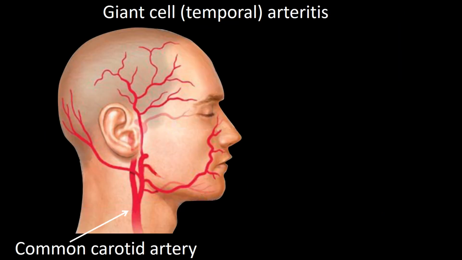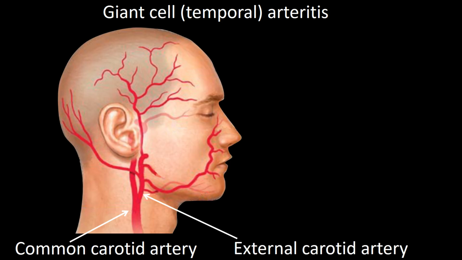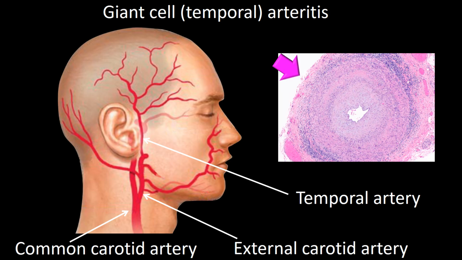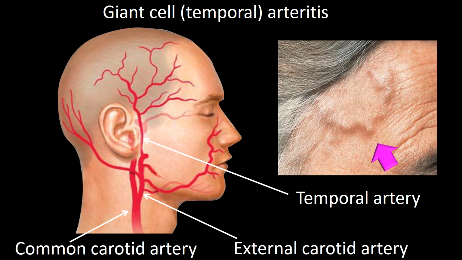In this frame, you can see the common carotid artery and the external carotid artery. Arising from the external carotid artery, you can see the temporal artery. This segment of the artery indicated appears especially vulnerable to giant cell infiltration. Giant cell infiltration of the segment, as viewed in this histological specimen, leads to prominence of the artery. The cause is unknown. Giant cell arteritis is more common after 60 years of age.